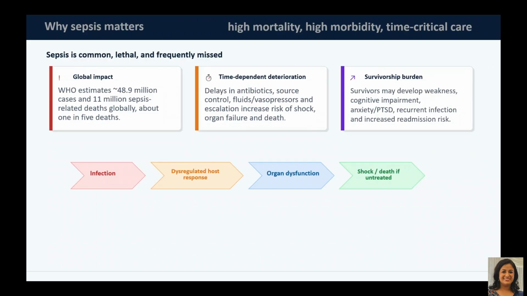And as you know, sepsis is very common. Every day we see a lot of people in our wards with sepsis, and also it is very lethal, but unfortunately it is frequently missed.